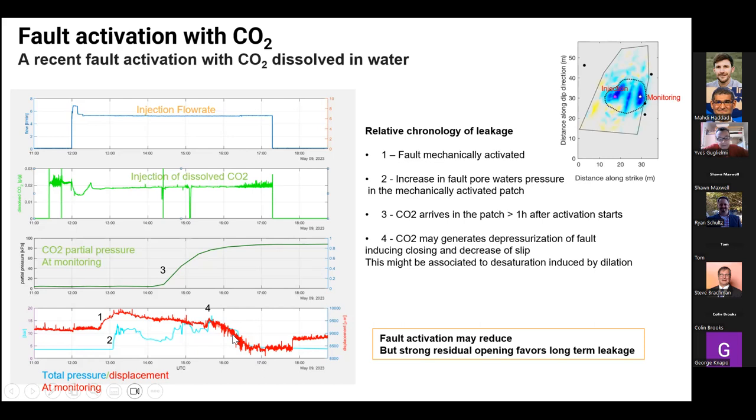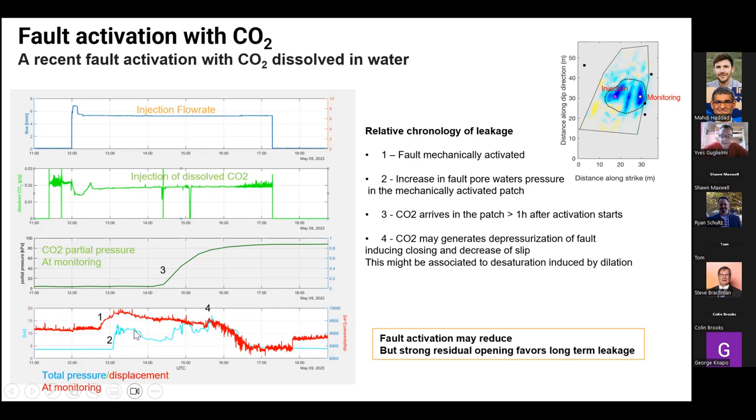And because the fault is closing, or in other words, the effective normal stress on the fault is re-increasing while we're still injecting CO2, the fault displacement is progressively decreasing. So here we have a chronology in the case of a CO2 leakage into a fault, which is quite interesting. First, we always have the fault which is mechanically activated. It kind of dilates a little the fault and favors the penetration of the pore waters into the fault. But we may also question that the first pore waters that we see here between 1 o'clock and 2 o'clock actually are the formation water which were already in the fault. They are just pushed forward.